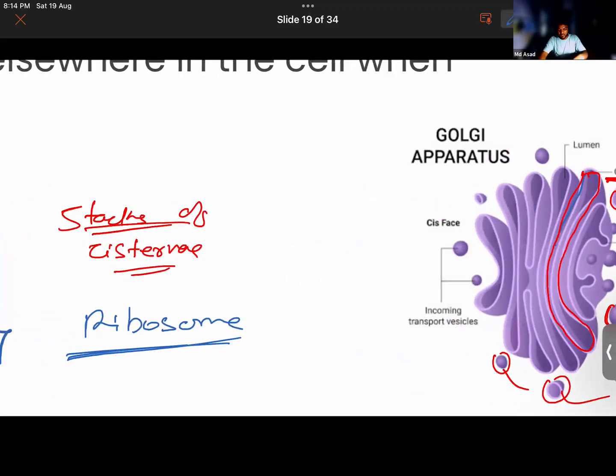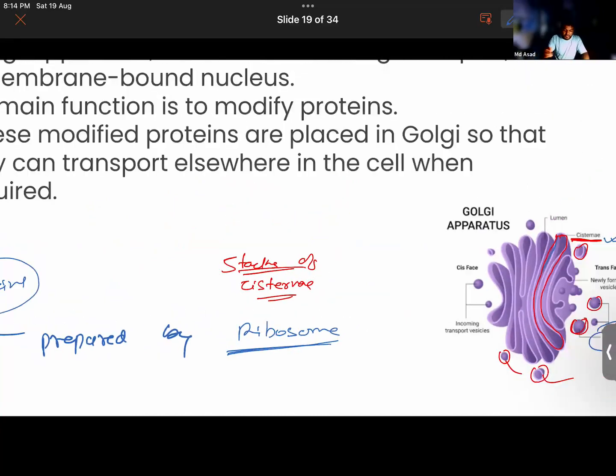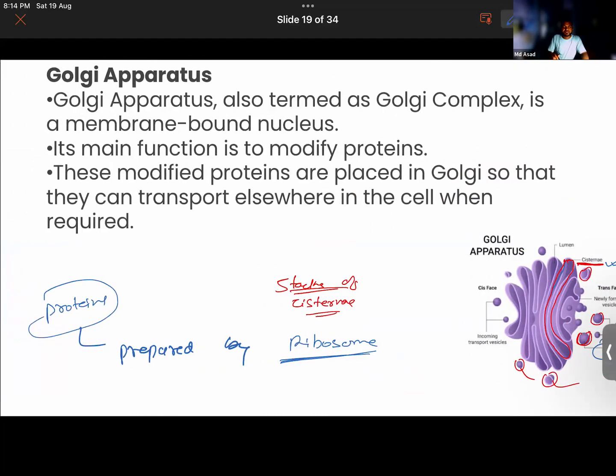So coming back to what we discussed: proteins are prepared by ribosomes, and what does the Golgi apparatus do? It basically takes up the protein prepared by the ribosome and makes it bigger and better. When this Golgi body is done with its work, it will release the new protein into the cell, where the cell will use it to get strength and build up, basically. Getting it? Okay, good.